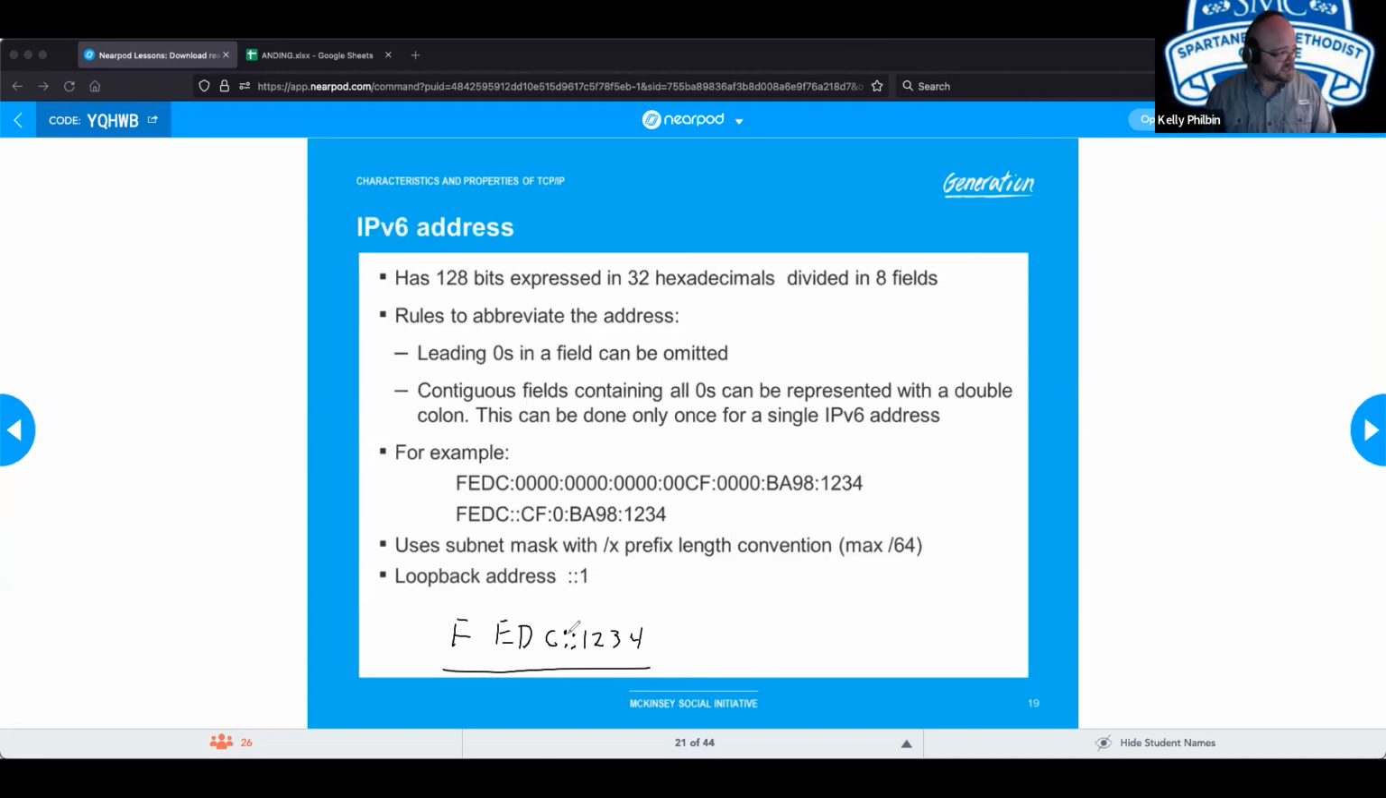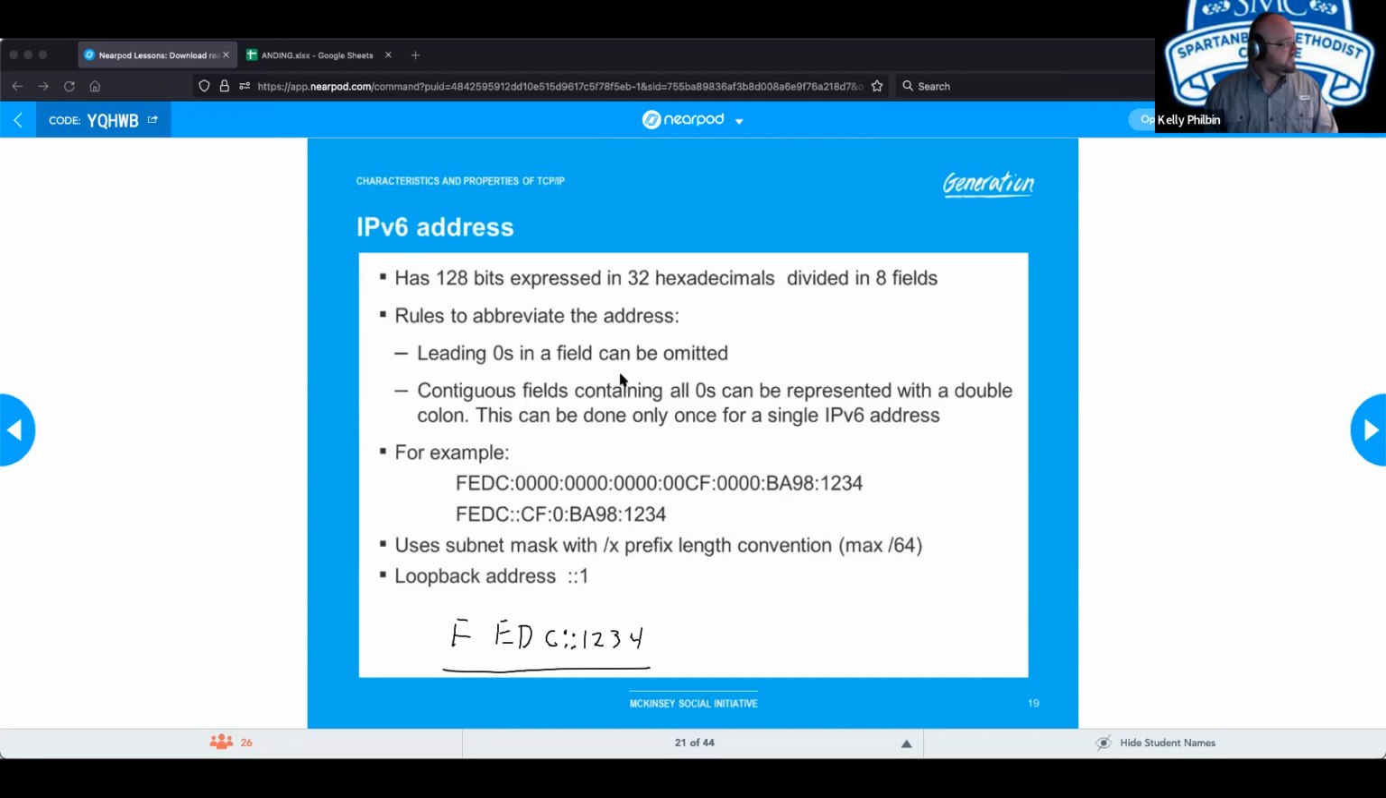All that tells you is that everything in between there is nothing but zeros. And since we know there's supposed to be 8 fields and we only have 2, we know it was 6 fields of nothing but 0. Does that make sense, Disto? Yeah. Okay.